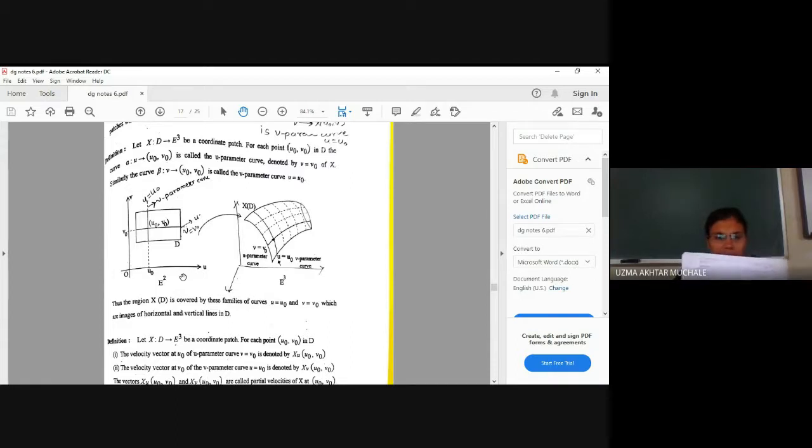Now if I apply a mapping, suppose this is a rubber sheet, and I apply a mapping of stretching, so it will become an object in 3D space. So what we have done, this straight line, यहाँ पे ये straight line था ना, if I apply a mapping of stretching, this will be converted into a curve.